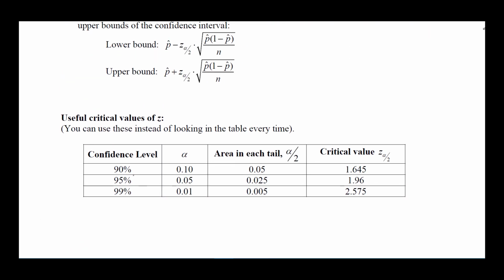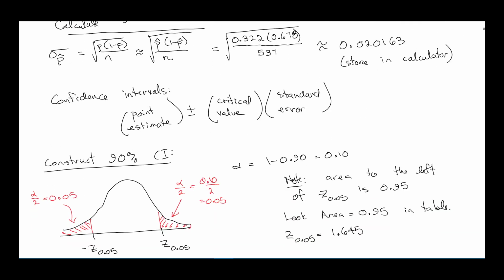hopefully we'll find that. And see, we do a 90% confidence level, so area in each tail ends up being 0.05, and we end up with 1.645. So again, remembering those three values or writing them down may be helpful to you, so you don't have to keep going to the table.